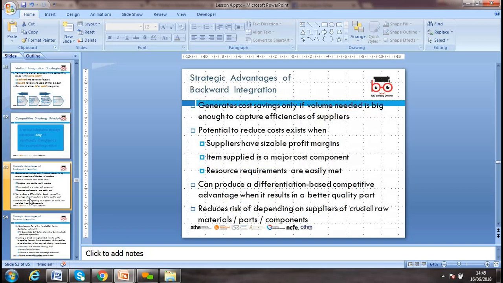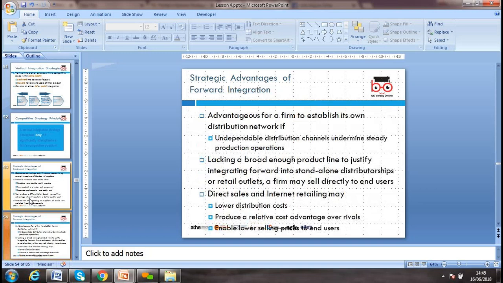We can generate cost savings, but only if the volume needed is big enough to capture the efficiencies and potentially reduce the cost. So we may integrate. The advantage for the firm is establishing its own distribution network, not using other people's networks. So in the long run, we have our own lorries and our own distribution channels.